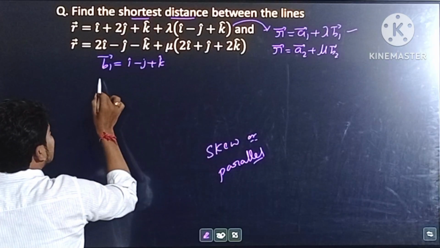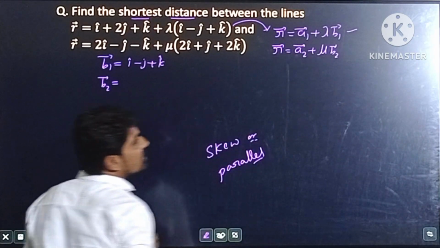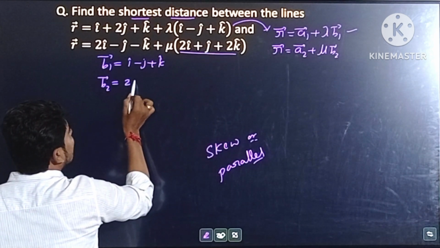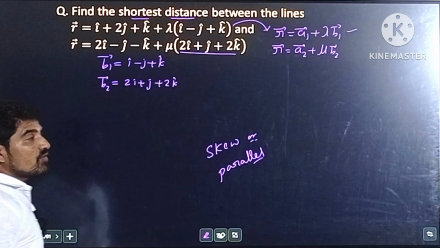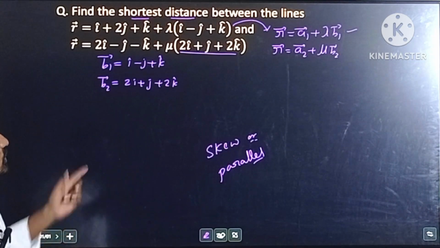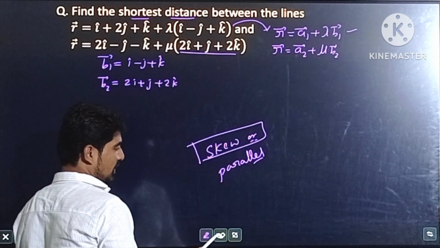And by comparing the second line with the standard form, r vector is equal to a2 vector plus mu times b2 vector, so b2 vector is 2i plus j plus 2k. So observe here, b1 vector is different from b2 vector. It means the direction vectors of both the lines are different, hence the given lines are skew lines.